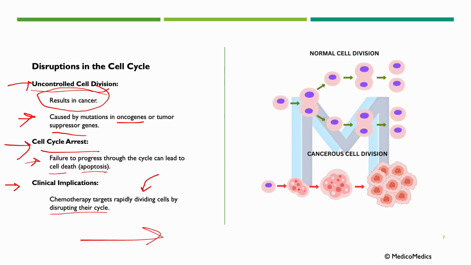Remember, if we have cancer, we know that there is uncontrolled growth happening. We want to stop this. So chemotherapy targets these rapidly dividing cells and disrupts their cycle, leading to a halt in this division.